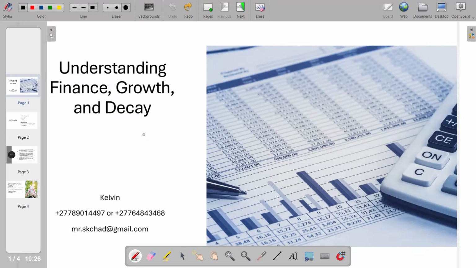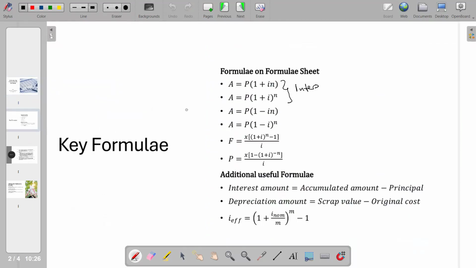Good morning. Today we are going to deal with the topic finance growth and decay. So, under finance, there are key concepts that we have to look at. We have got key concepts that we have to understand.